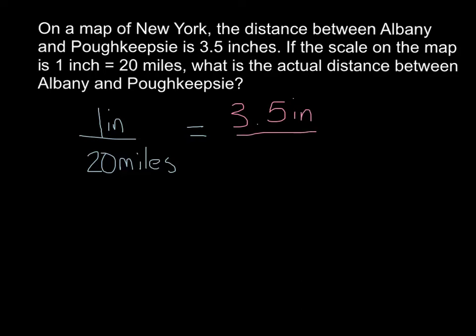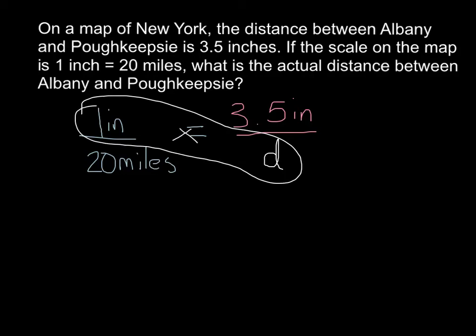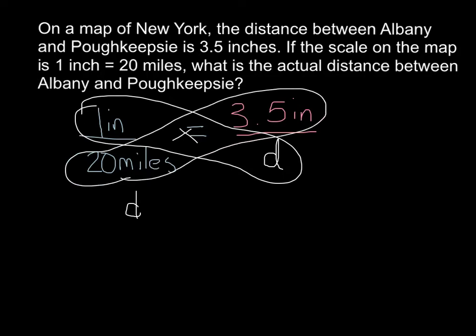And the question is, we don't know the actual distance, so let's leave that as d because we don't know that. And just like we solved proportions before, we're going to start by cross multiplying. So we're going to do 1 times d, which is really just d, and then we can do 20 times 3.5, which is 70, which gives us 70 miles as our answer to the problem, which is a reasonable answer because that could be a reasonable distance between two cities.